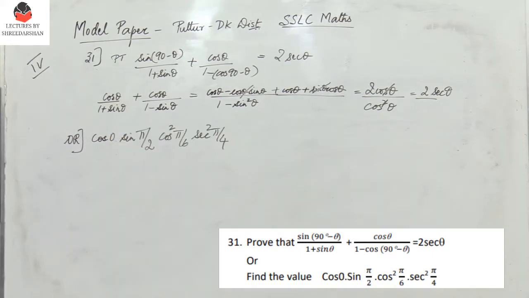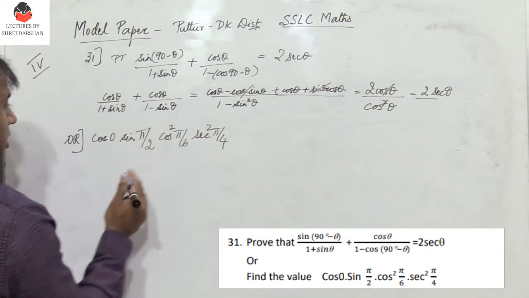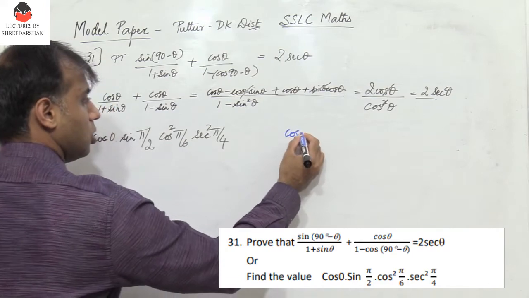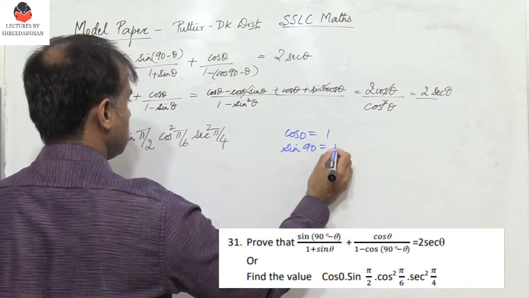The next one, find the value of cos 0 into sin pi by 2 into cos square pi by 6 into secant square pi by 4. Now let me write the values. What is cos 0? Cos 0 is 1. Sin pi by 2 is sin 90 degrees, which is 1.